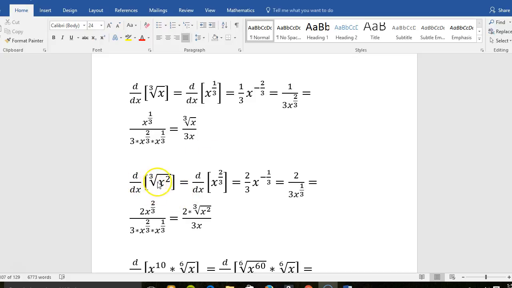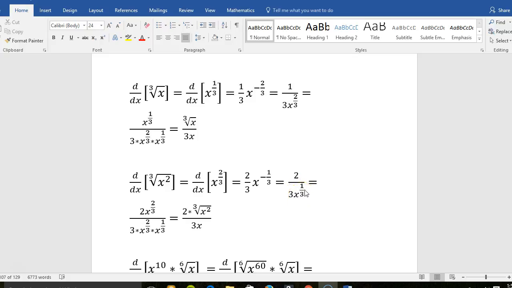Okay, d by dx of the cube root of x squared, that's d by dx of x to the 2/3. The 2/3 comes down. I subtract 1 off the 2/3 and get negative 1/3. The 1/3 comes down. Down here, well, the negative 1/3 comes down here as positive 1/3. That is, or I should say x to the power of positive 1/3.